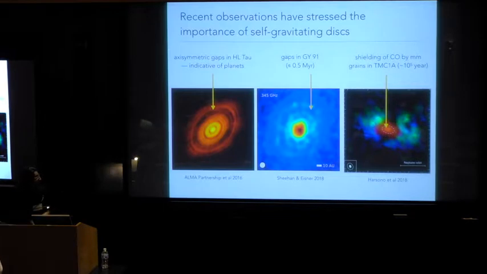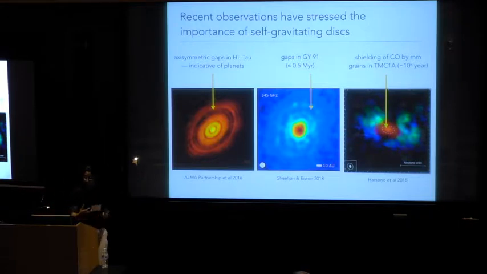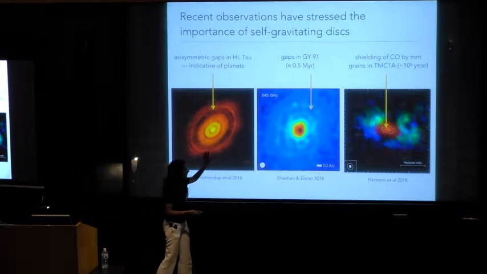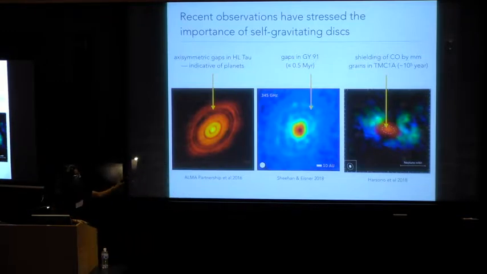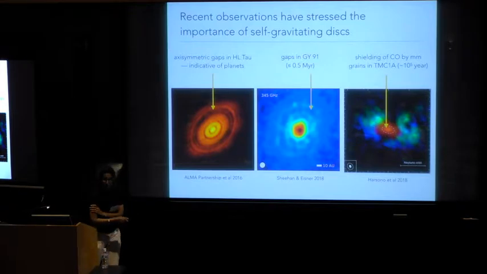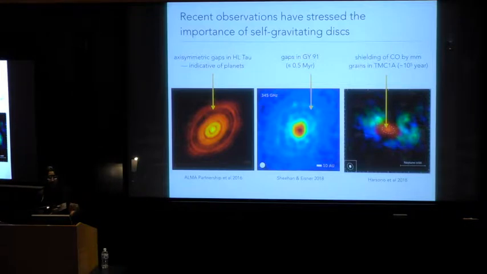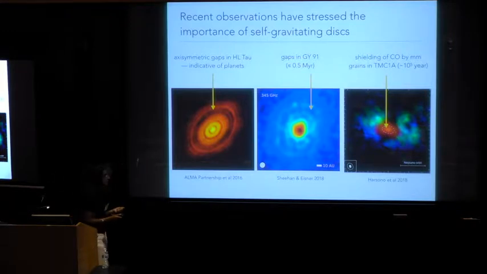So to start off with, here we have a few lovely observations, which I think help to motivate the idea that we need to consider self-gravitating disks. On the left-hand side, in the middle plot, you see images of gaps and rings. These are relatively young disks, especially the middle image. And if these rings are formed by planets, then of course we have to think about planet formation when the disks are very young.